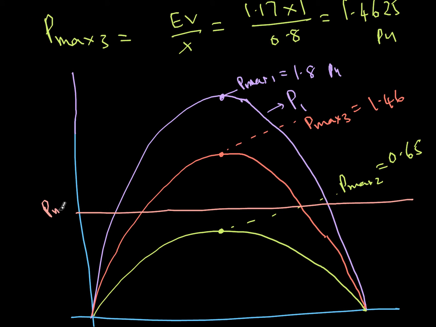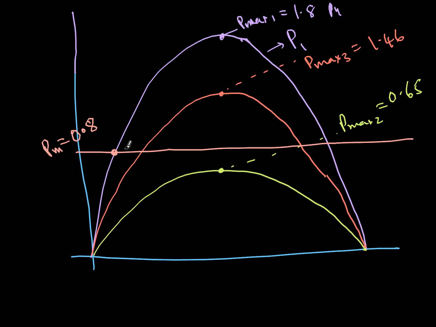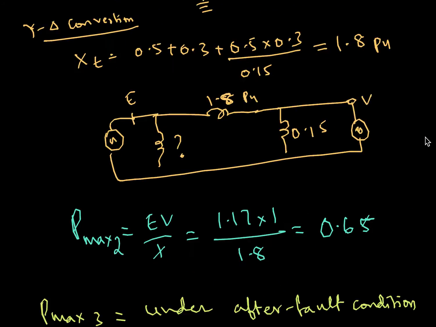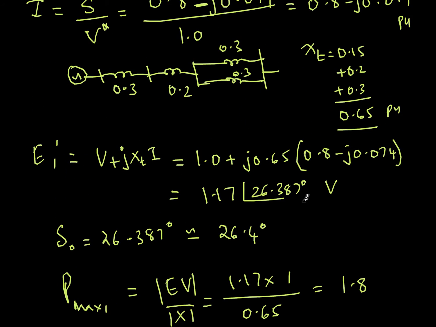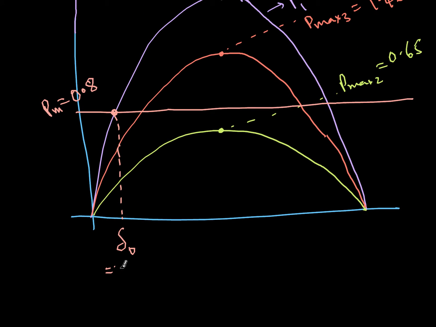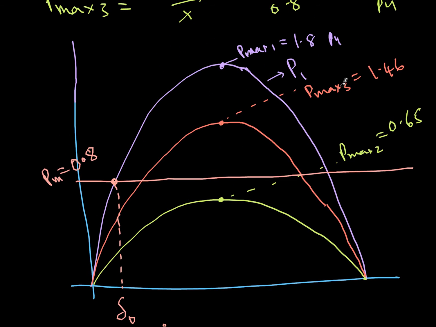So this is P mechanical 0.8, because electrical power and mechanical power will be matching. And we already calculated this angle, that is, this angle is delta naught. We already calculated that. So what is delta naught? If I go up, it is 26.387 degrees.